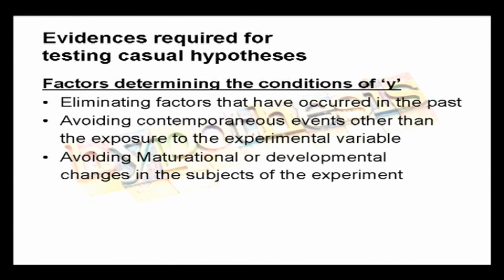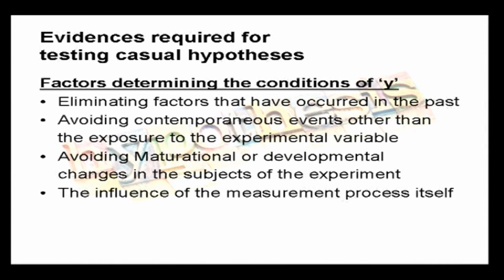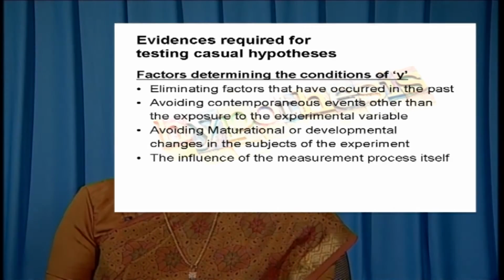The third one is maturational factor. Maturational or developmental changes should be avoided in the subjects of the experiment. And the last one is the influence of the measurement process itself. Different procedures have been evolved to eliminate each of the above type of factors as possible determining factor of Y. One such measure is to select the two groups significantly matching with one another.